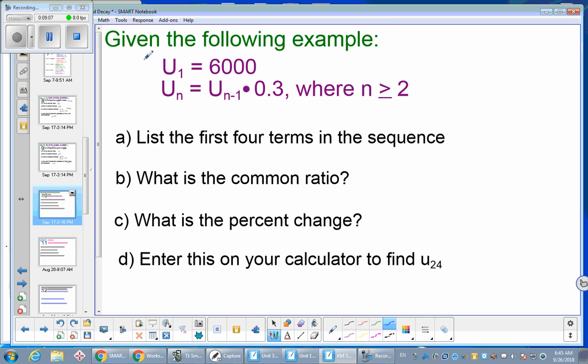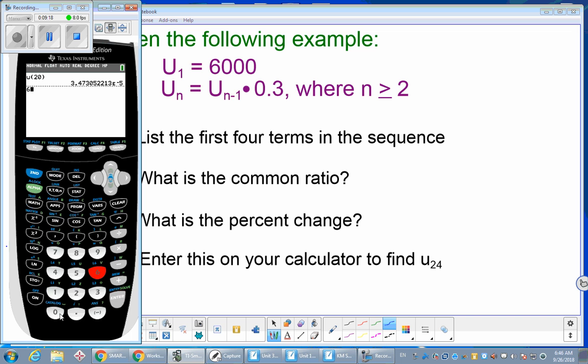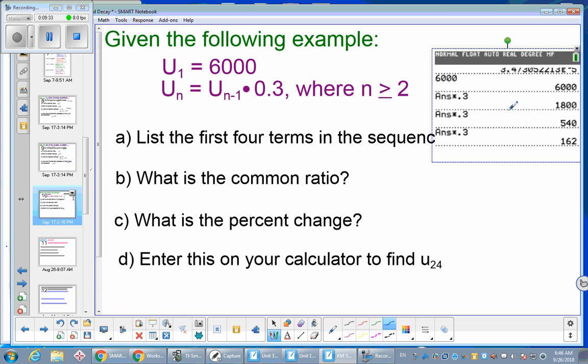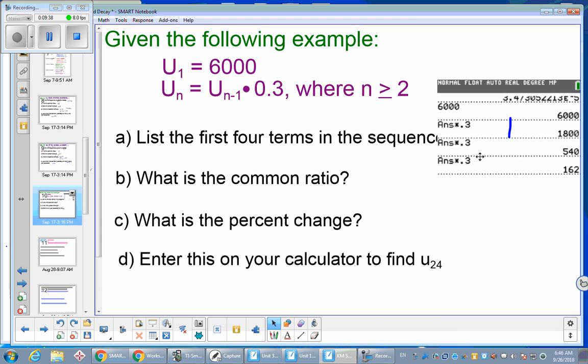All right, so now we're going to move on to where I've given you the recursive routine. You need to do the same exact thing. This is going to be more focused on practicing with your calculator. So if I want to find the first 4 terms, that's when I use the enter method. So 6,000, enter, and then times 0.3, enter. So my first term is 6,000. My second term is 1,800. Third term is 540, and last term is 162. And I'm just going to drag that in here so you can see those are my next 4 terms.